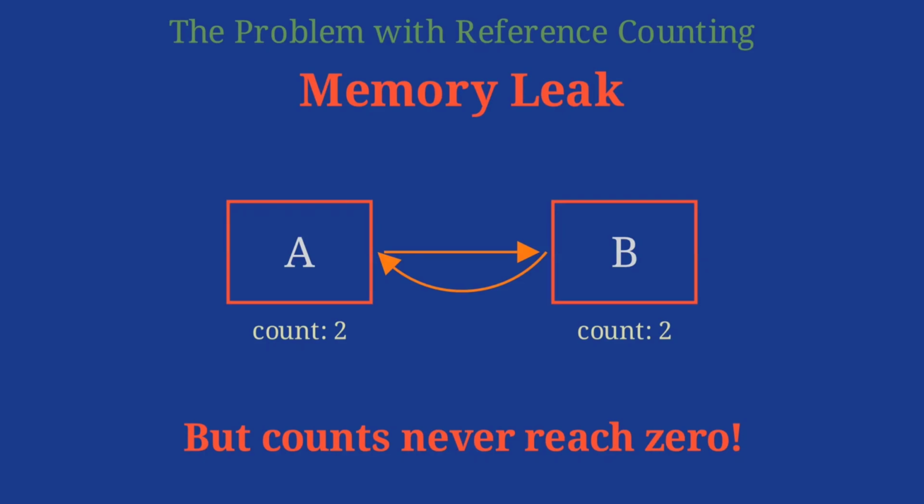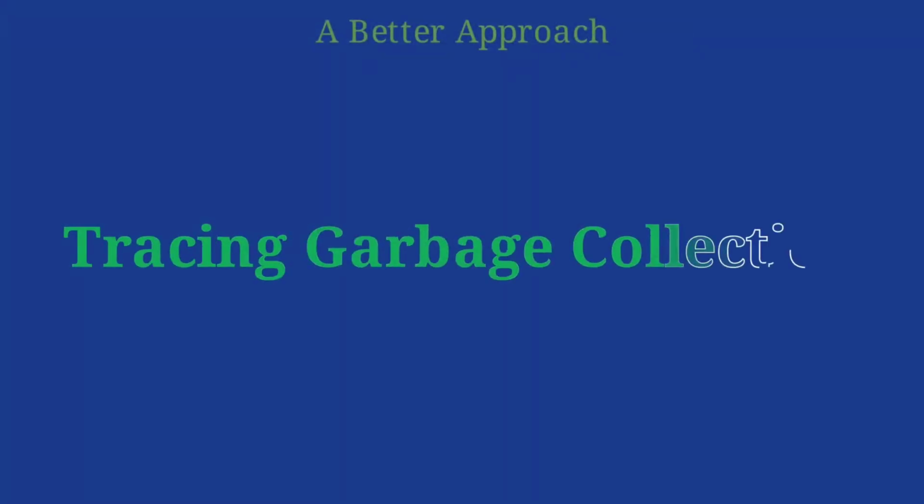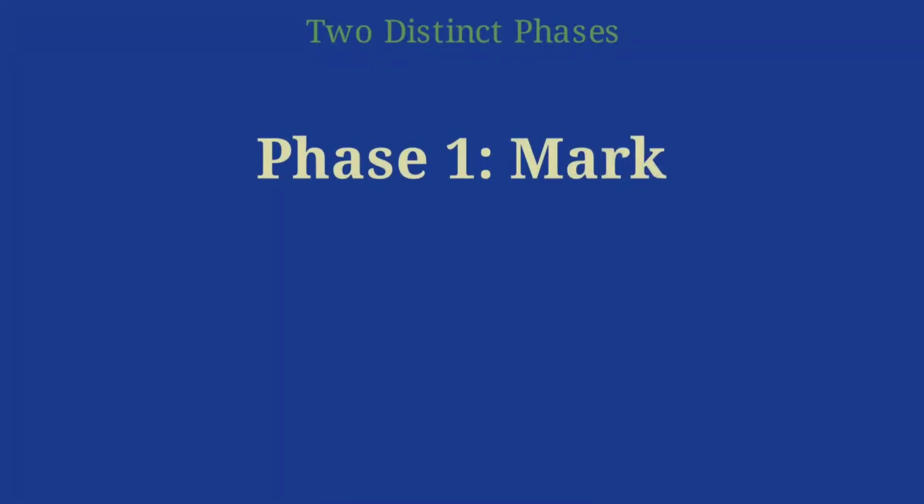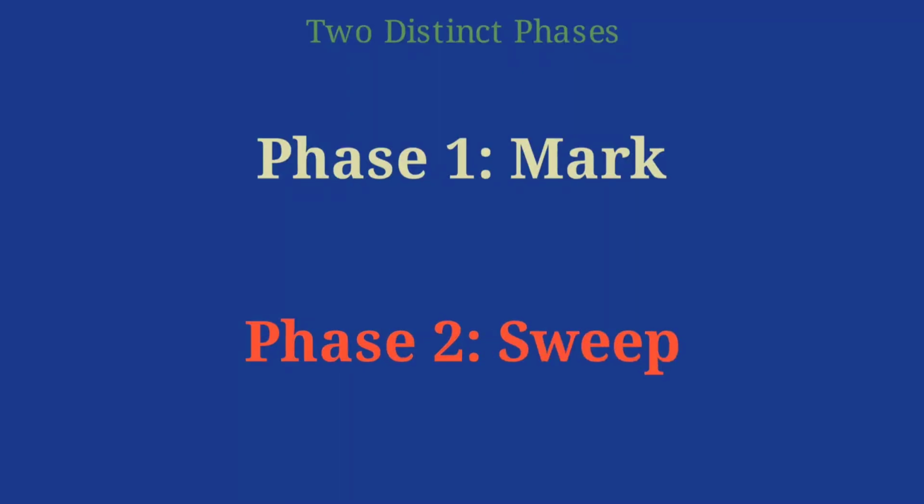We need a different approach, one that asks a more fundamental question. Can the program actually reach this object? Mark and Sweep introduces a different approach called tracing garbage collection. Instead of counting how many references point to an object, we trace through memory to find which objects our program can actually access. Mark and Sweep executes in two distinct phases. Phase 1 is the mark phase, where we identify all objects the program can still reach. Phase 2 is the sweep phase, where we reclaim memory from all unmarked objects.